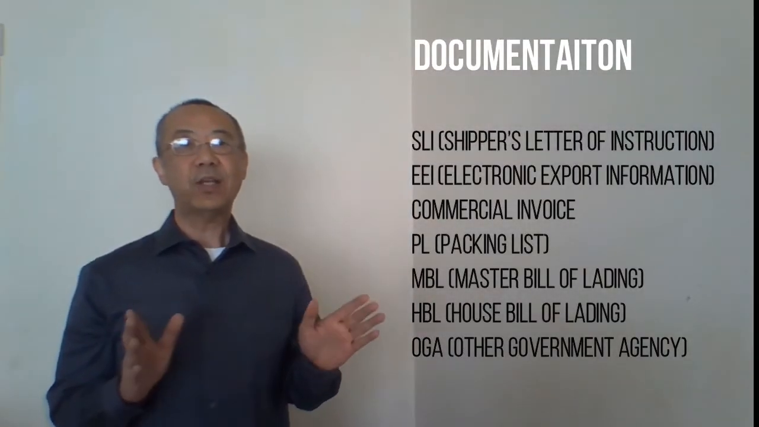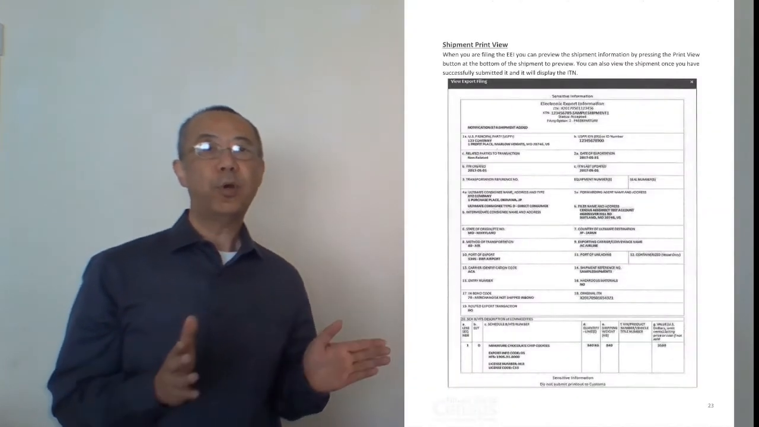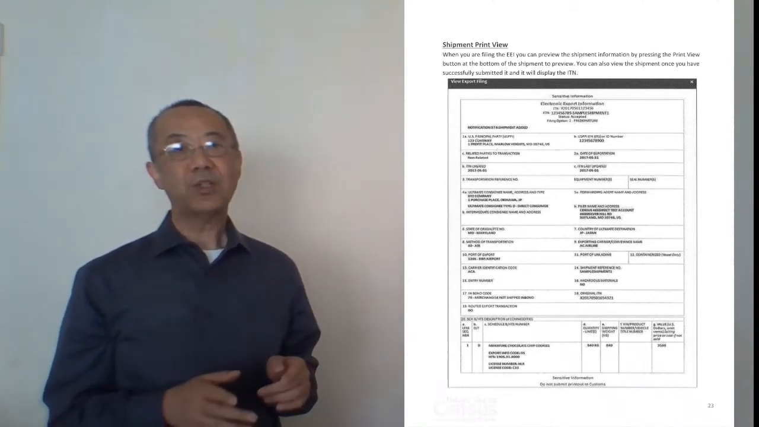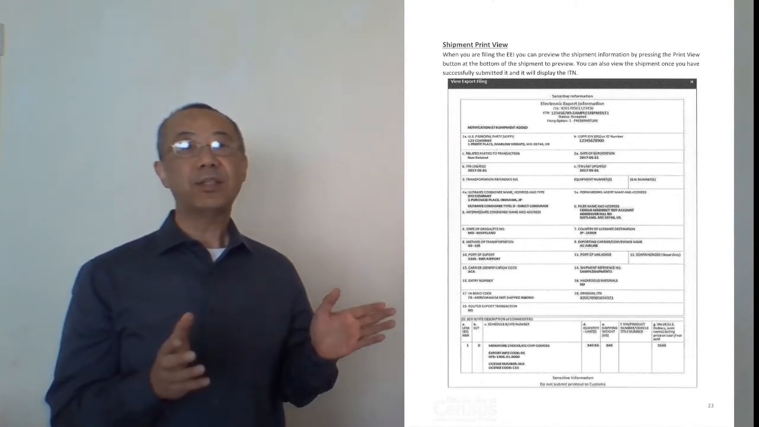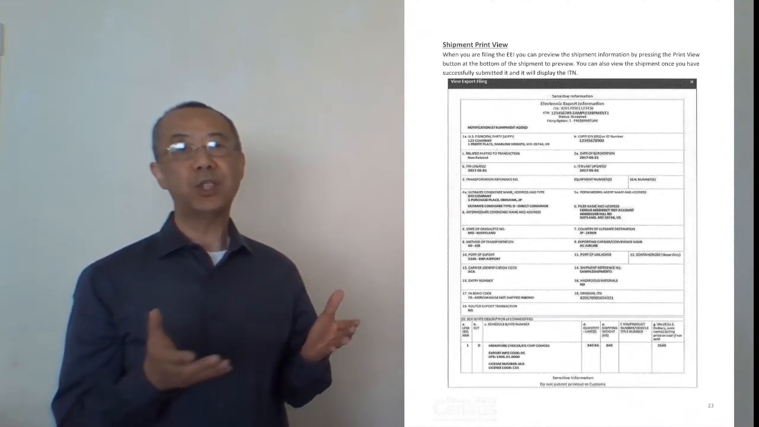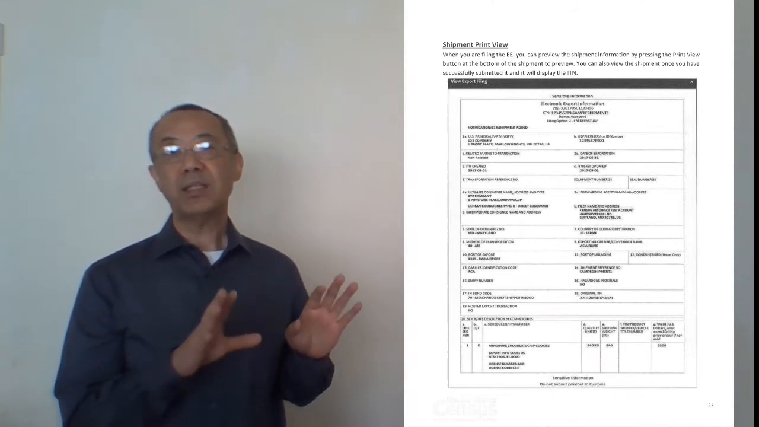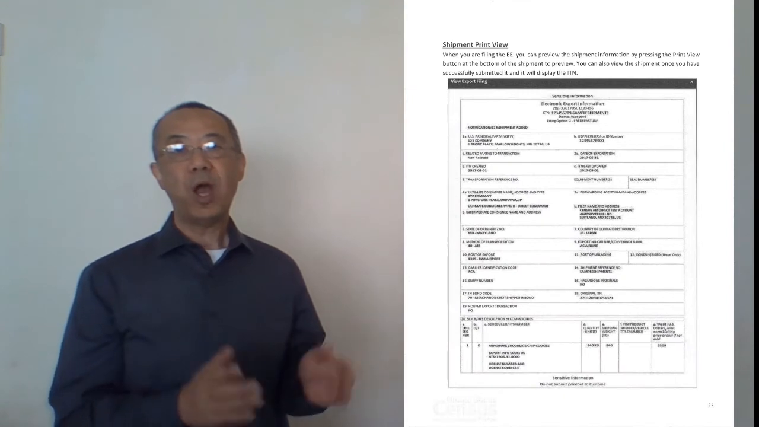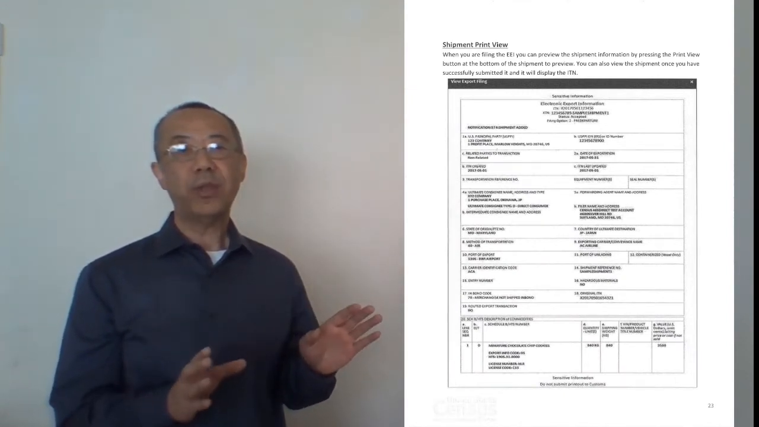EEI, Electronic Export Information, formerly known as Shipper's Export Declaration. Electronic Export Information serves as a census record of U.S. exports. Many reports are generated by the government using these statistics. Because the commodity's export license designations appear on the form, the EEI serves as a regulatory document.